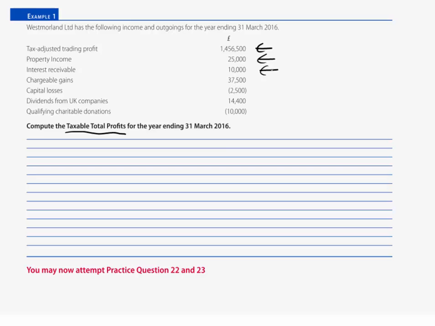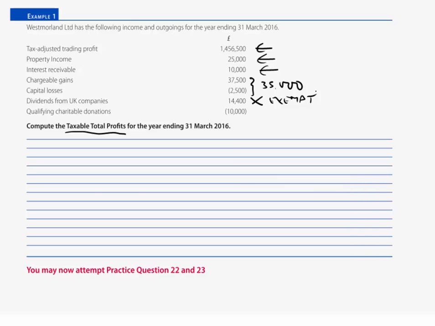When it comes to chargeable gains, we've not yet seen, of course, how to calculate these gains. That's coming up in a short while. But we would take our gains less the losses to get the net gains of the year. And obviously here, that's net gains to include on your corporate tax computation of £35,000. Dividends from UK companies or from any other companies, no, that is exempt income, and that therefore is not to be included on the face of the corporate tax computation.